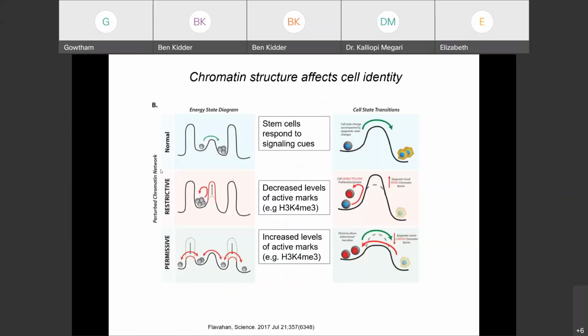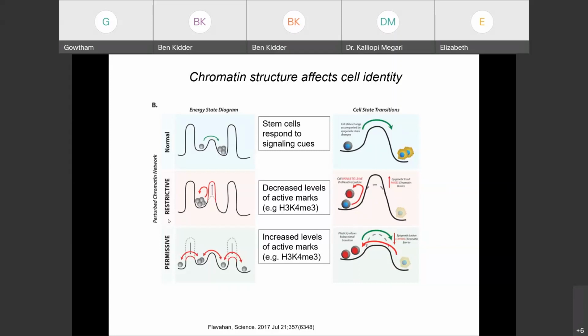However, in the case of cancer, where there could be perturbed chromatin networks, cells could be locked in a specific state. There could be an overly restrictive chromatin environment where the cell is not able to appropriately respond to signals. For example, this may occur if there are decreased levels of active marks. How would you end up with decreased levels of these marks? This could be influenced by expression of histone-modifying enzymes, for example. And so they're stuck in this proliferative state, unable to respond as they would normally in the context of a normal cell.